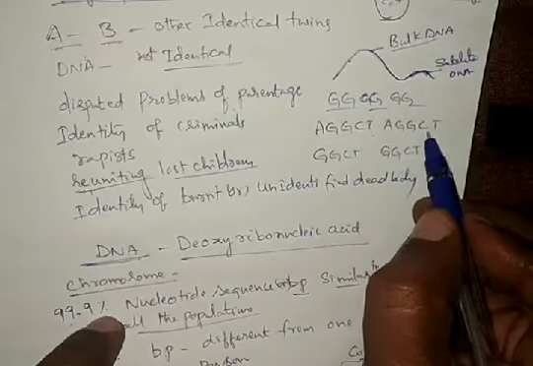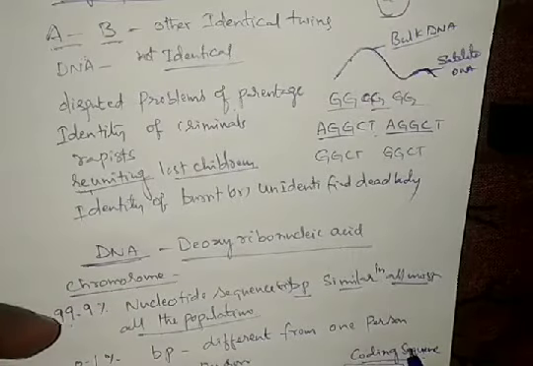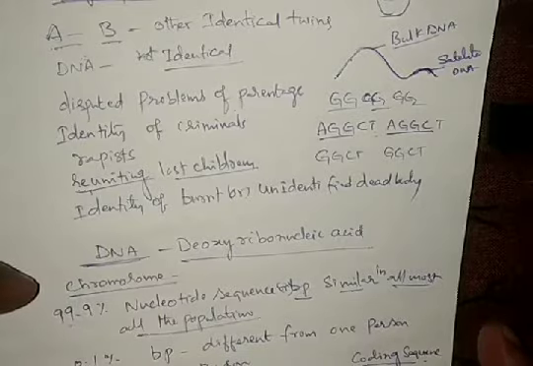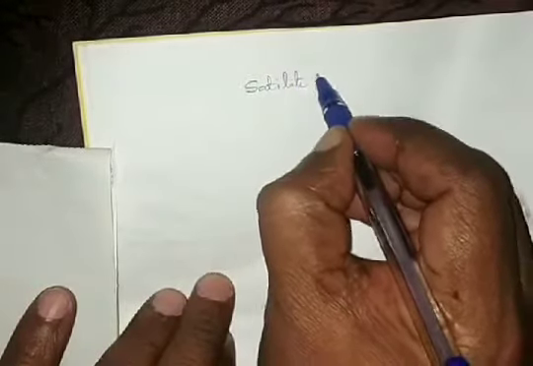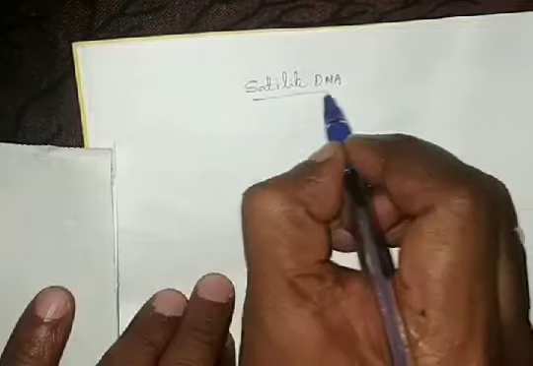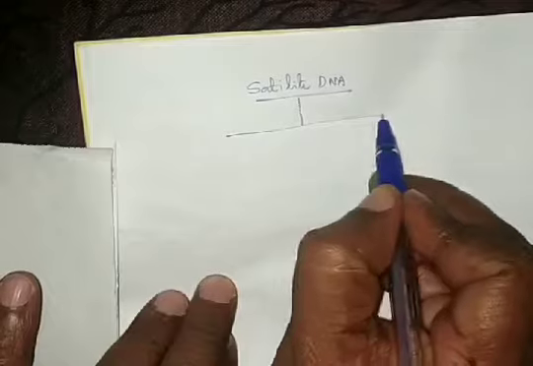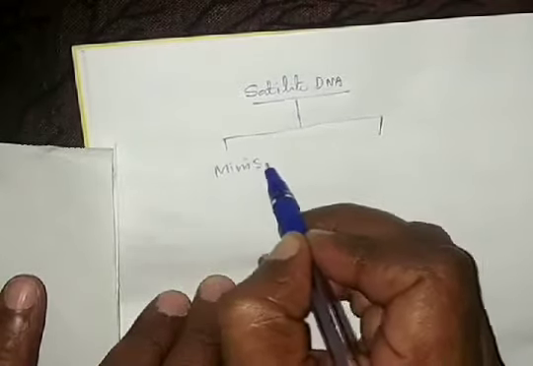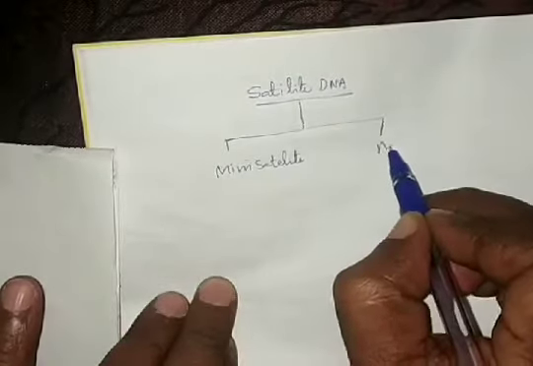This repetitive DNA sequence, the satellite DNA which shows a small peak in the centrifugation, is divided into two types: minisatellite DNA and microsatellite.